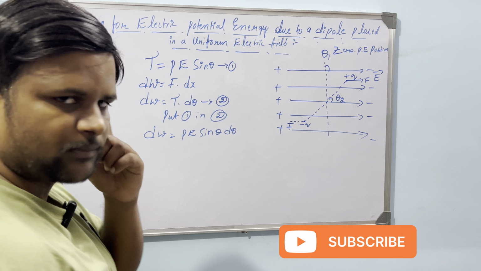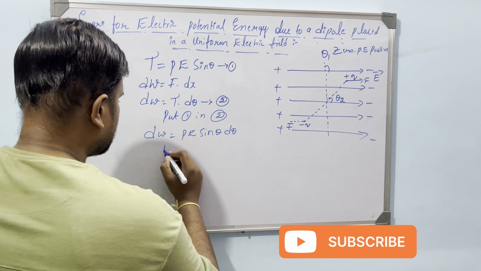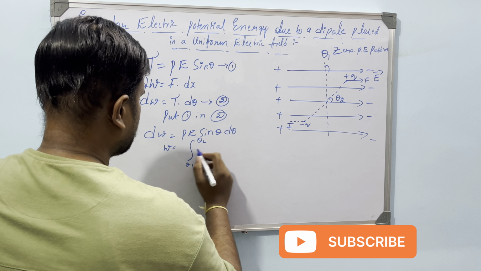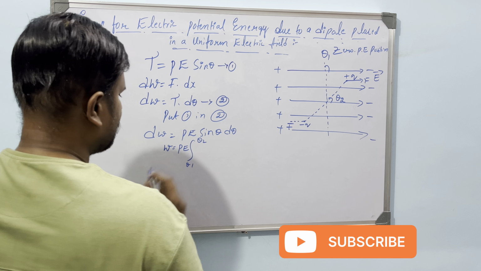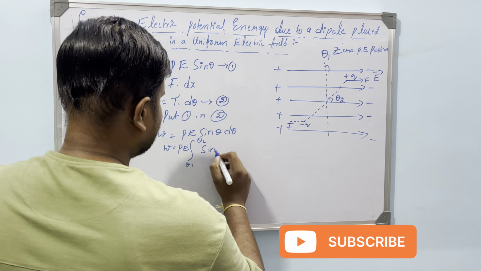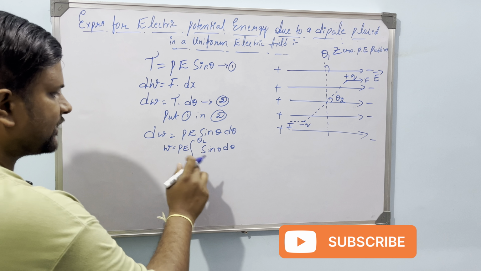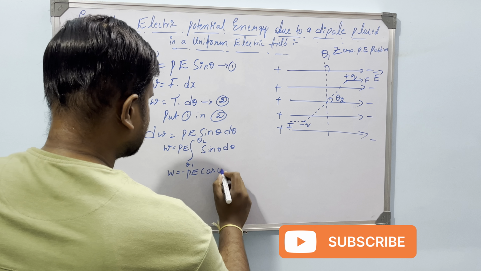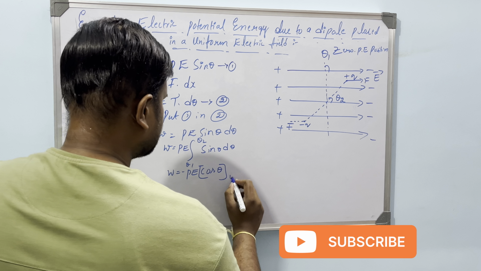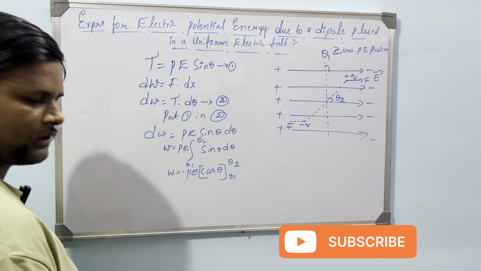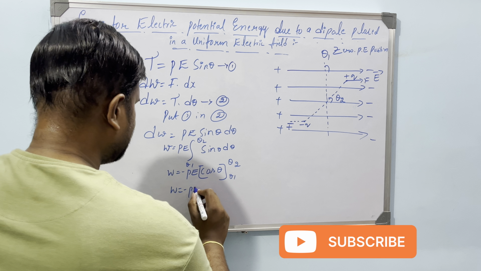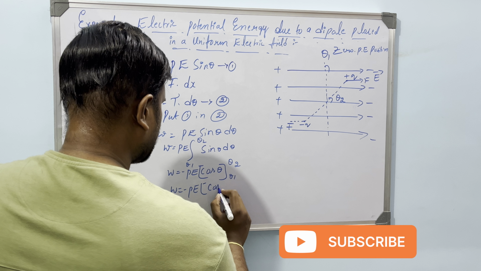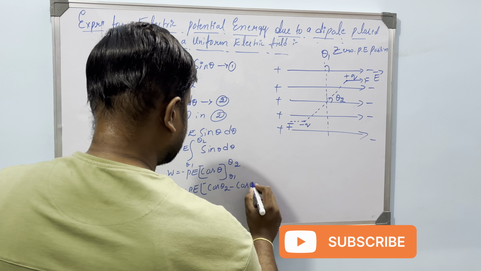This one is the small work done. I need to calculate the total work done. So total work done W is equal to the integration from theta 1 to theta 2. I will take PE outside, and integrate sin theta into d theta. What is the integration of sin theta? It is minus cos theta. The limits are theta 1 and theta 2. So W is equal to minus PE, upper limit minus lower limit, cos theta 2 minus cos theta 1.